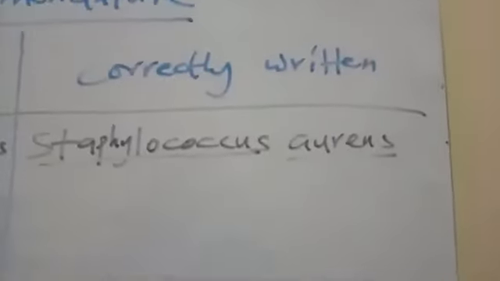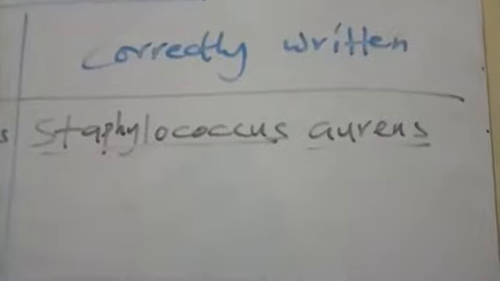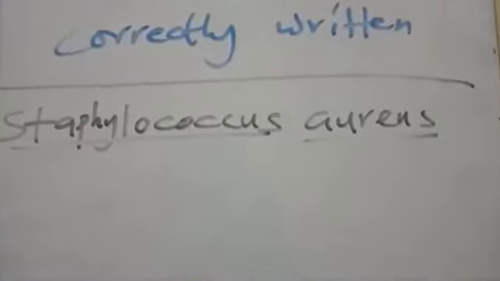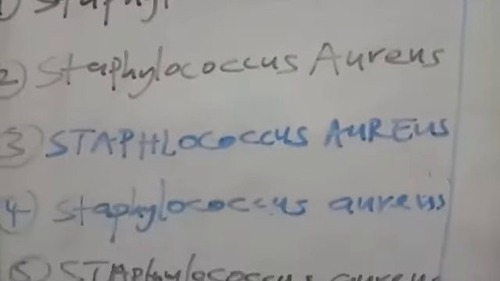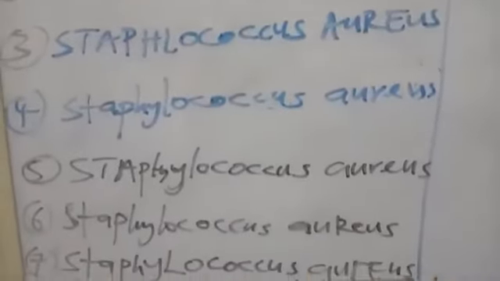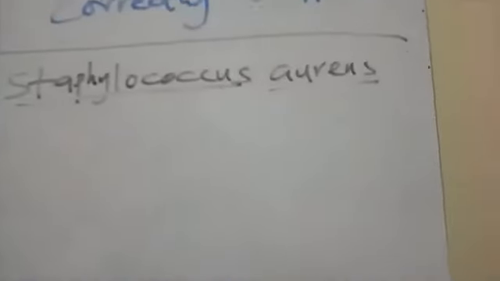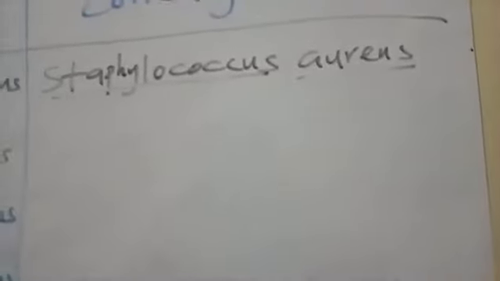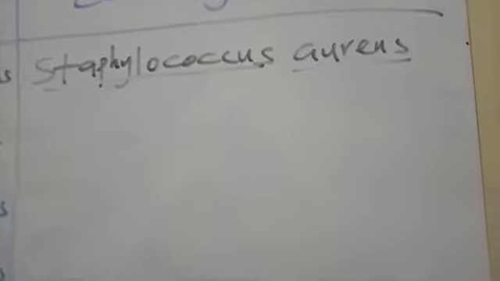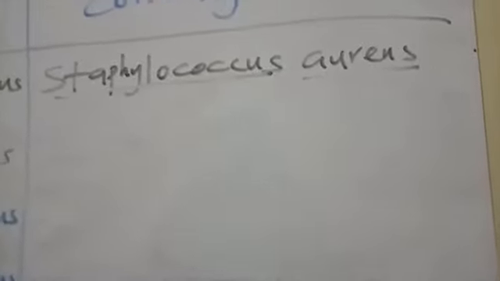The correct way to write this is Staphylococcus aureus. So this is the correct way to write it. This is the correctly written one. So you may be given any type like this that are wrong to rewrite. So if you are given these that are wrong, you will write it this way. You write it out and put the generic name separate and the specific name also separated.